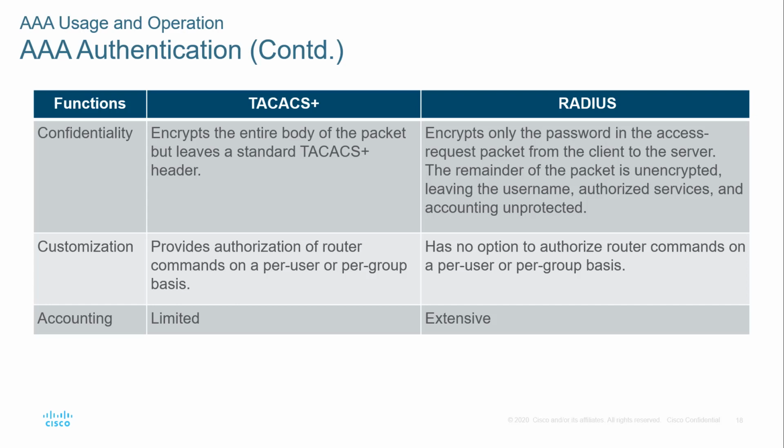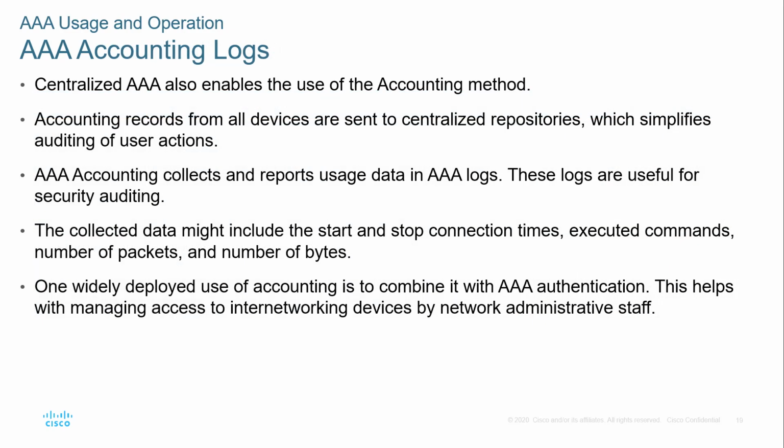Customization. TACACS does provide authorization of router commands on a per-user and per-group basis, while RADIUS has no option to authorize router commands at all. As for accounting, TACACS is very limited. RADIUS has way more accounting functionality. Accounting normally means logs, verification, logging of everything. So centralized AAA allows for better accounting methods.